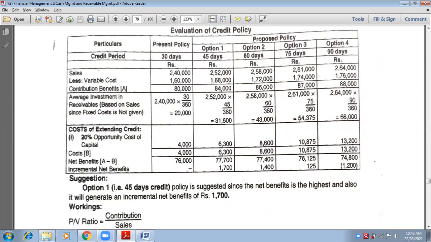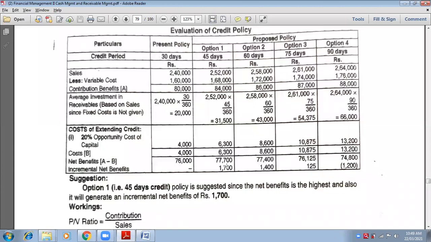You need to answer how many days should be given to the customers so that it is beneficial for the company as well, and customers are also happy. Win-win situation, for company also, for customers also. So which is the best solution? Which is the best option you see? Come on, choose the best option. Look at the incremental net benefits.